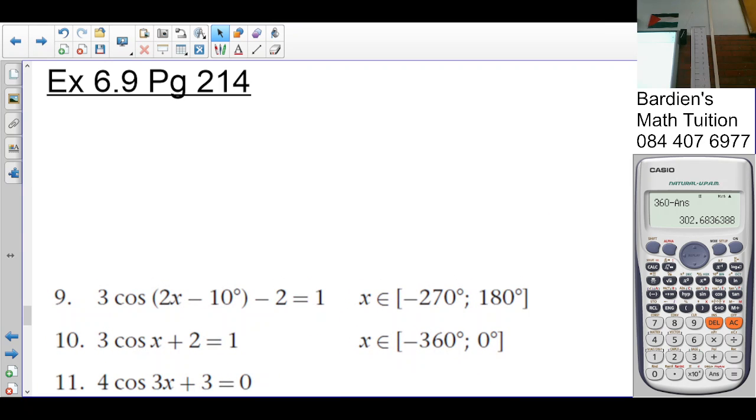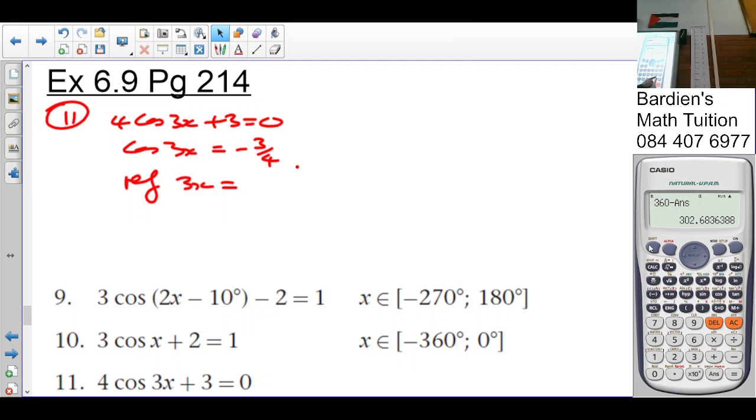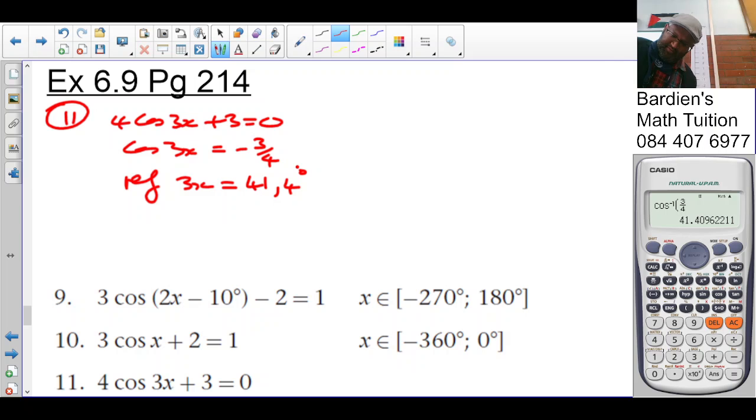Number 11. So we've got 4 cos 3x plus 3 equals 0. So cos 3x is equal to negative 3 over 4. Okay. So what we do now, we drop the negative. So we say reference 3x is equal to arccos of 3 over 4. So arccos of 3 over 4 gives us 41,41 degrees. So what question comes to mind? In which quadrant is cos negative? Quadrants 2 and 3.